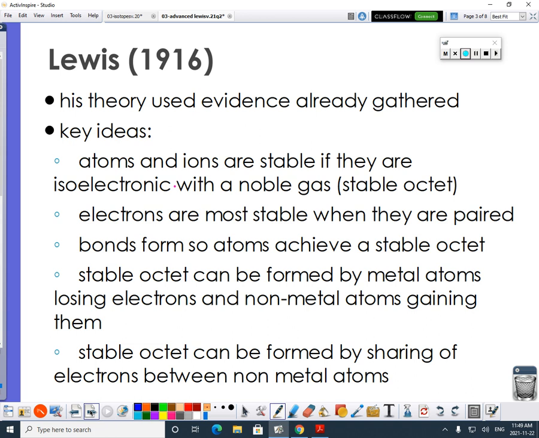So atoms, he definitely stuck to the idea that atoms or ions want to be like a noble gas. He used words like stable octet to imply 8 electrons in the outer shell. Electrons are most stable when they're paired. We still think of it that way as well. And bonds form so atoms achieve the stable octet.